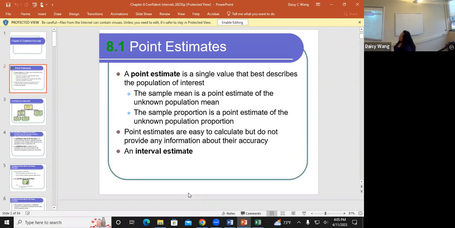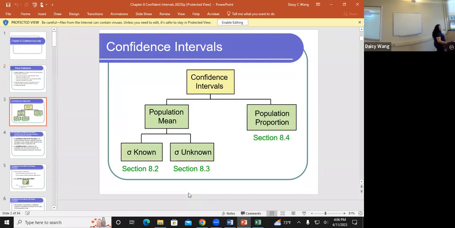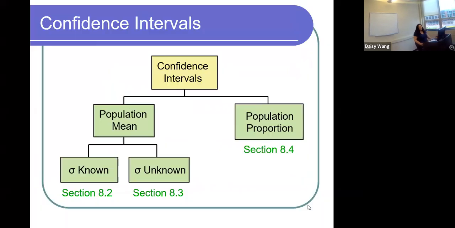So we use a sample to estimate the population mean. The sample is the point estimate of the population. The point estimate is easier to calculate, but we don't really know how accurate it is, because we are taking a small sample and trying to use it to represent the whole population. We are not sure if it's really accurate, but we can make an estimate by using the normal distribution. So this is what we are going to do, and there are several conditions.